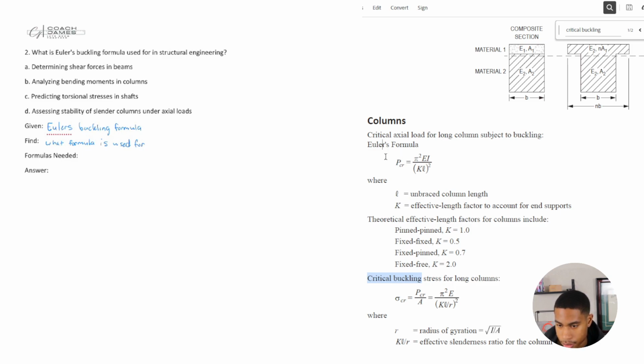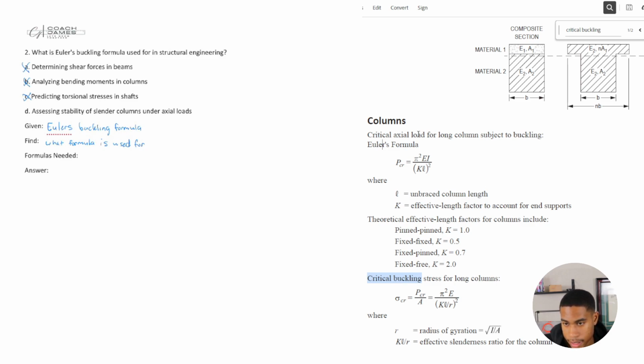No, this has nothing to do with shear force. The variables aren't shear force, the loading isn't shear force, so no. Is it analyzing bending moments in columns? No. Nothing to do with moment in this equation, bending moments, all that stuff. Predicting torsional stress in shafts? No. Or assessing stability of slender columns under axial loads?